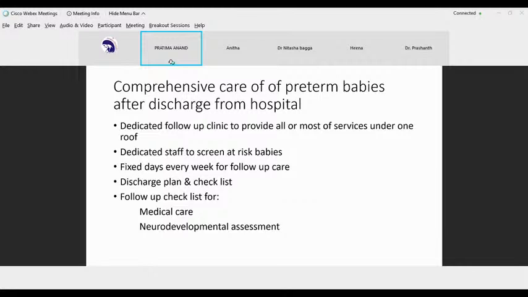It should not be that the ROP visit is done, then we should leave it here. So we should look at the baby as a whole, as an entire entity, and not miss the growth and development part.